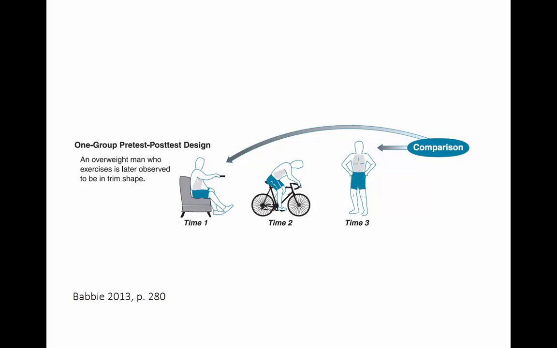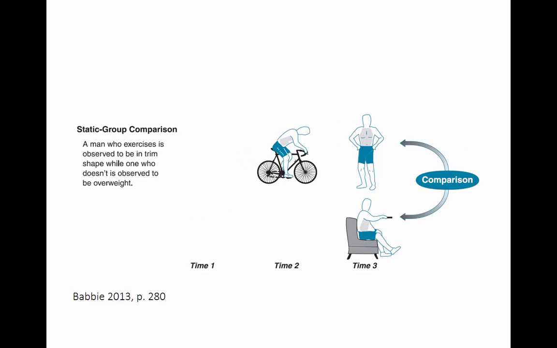Okay, the next design that we can have is actually not about one group, but about two groups. And that's pretty much the experiment design that I did with you guys. I had two different groups, but I have a static comparison. So I don't measure something before and after. I only look at something after, but for two different groups.